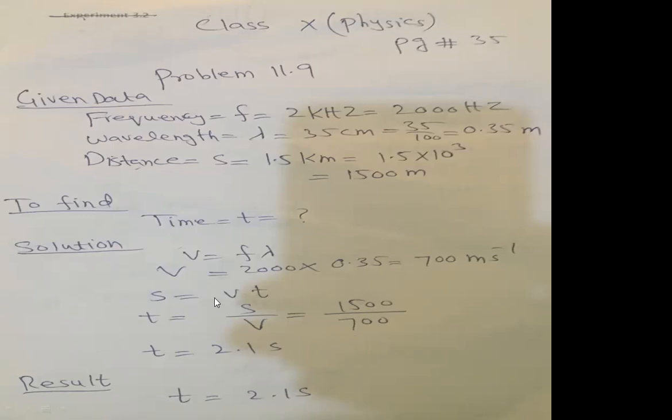If you divide 1500 by 700, you will get 2.1, and the unit of time is second. Time is 2.1 second, which is our required result. This is the end of numerical 11.9. I repeat, numerical 11.9.